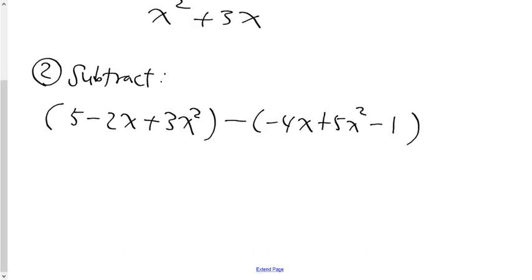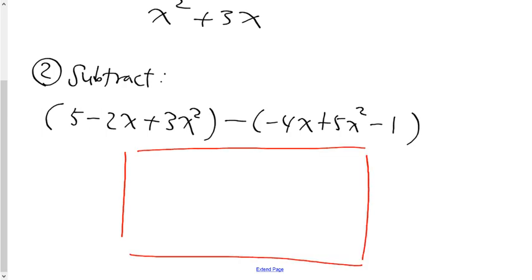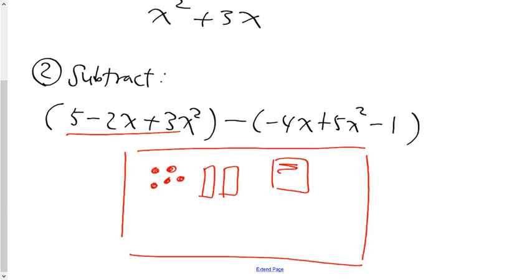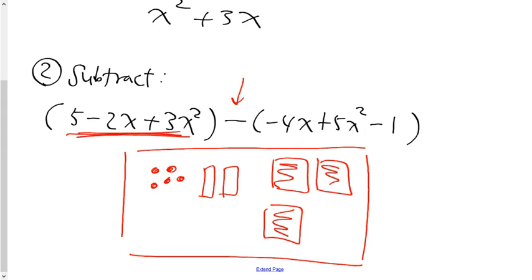Now the next one's trickier for modeling. It's the hardest part about this whole unit. It's how to model a subtraction. Start with a box and put your first expression in that box. So positive 5 will be 5 integer chips. Negative 2x will be negative 2 of these. And positive 3x squared will be 1, will be 2, and will be 3. So that is this entire trinomial within that box. And what we're asked to do is remove from that box this trinomial's value.